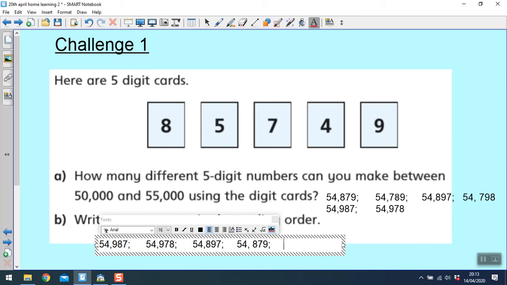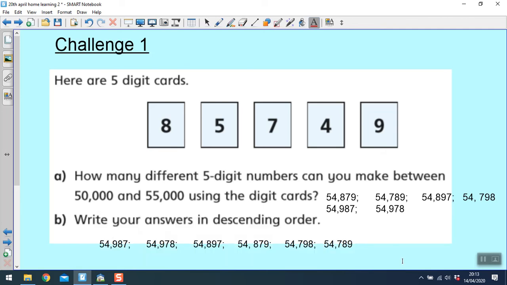Now comparing the two numbers that have got 700s. This one's got 8 tens, this one's got 9 tens. So 54,798 is bigger, and your smallest number is 54,789. So they're getting smaller, descending order, getting smaller, as if you're going down the stairs.